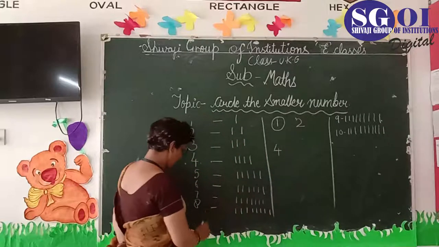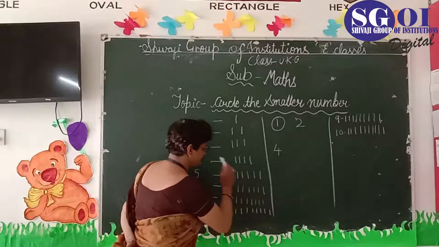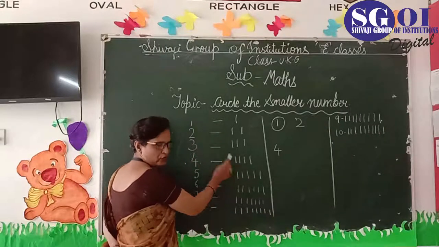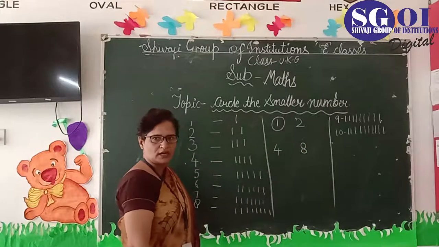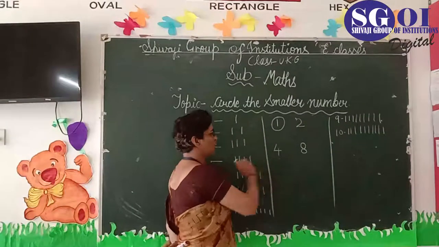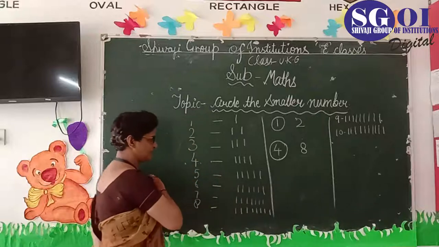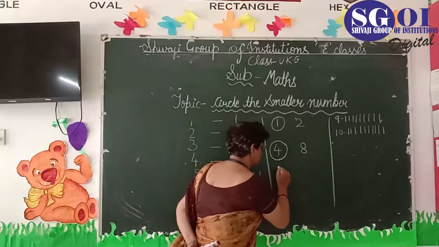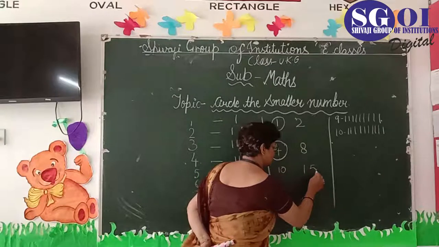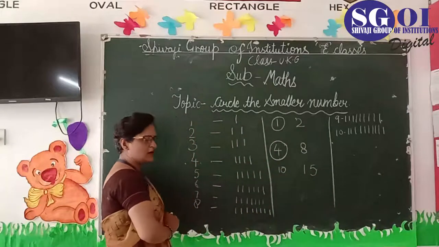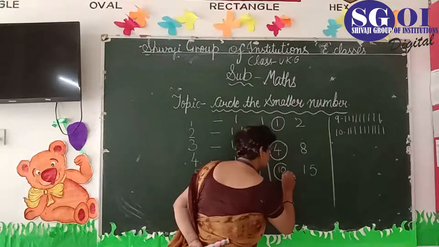Okay. And this is 1, 2, 3, 4, 5, 6, 7, 8. 8 is bigger than 4. Okay. I am writing here 8. So, which one is smaller? 4 is smaller now. So, we have to circle 4. Okay. Like this. We will write here 10. 10 is here. And after that, I'll write 15 here. So, tell me which one is smaller? Obviously, 10. So, we will circle the number 10.